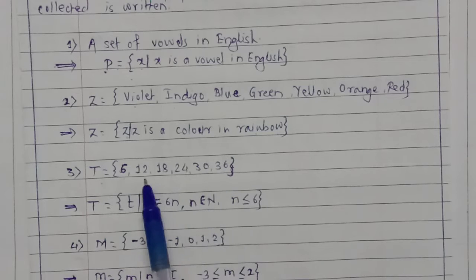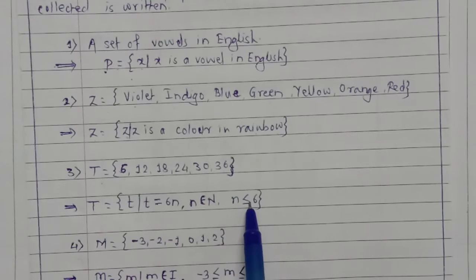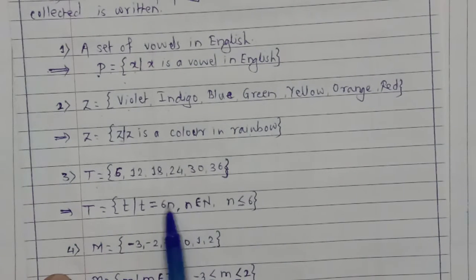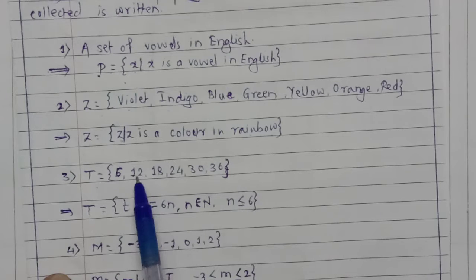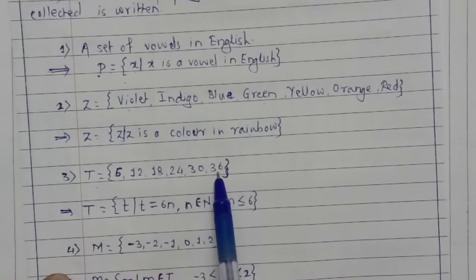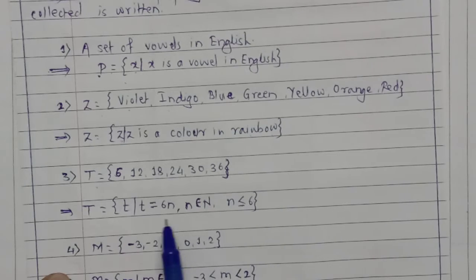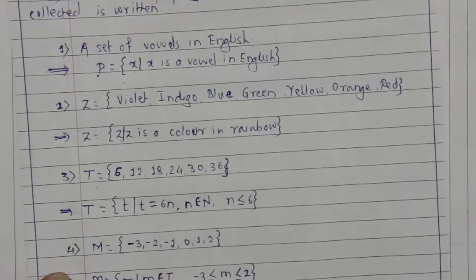T equals, in curly brackets, small t, a common letter used to represent all these numbers. What are these numbers? These are multiples of 6, means t equals 6n, where n is a natural number, n belongs to N, and up to which number? These are the first 6 multiples, so n is less than or equal to 6. So n is a natural number less than or equal to 6: 1, 2, 3, 4, 5, 6. Means here 6 ones are, n is 2, 6 twos are, n is 3, 6 threes are, 6 fours are, 6 fives are, 6 sixes are. So instead of writing in words, we have to use some mathematical signs and symbols to denote this.